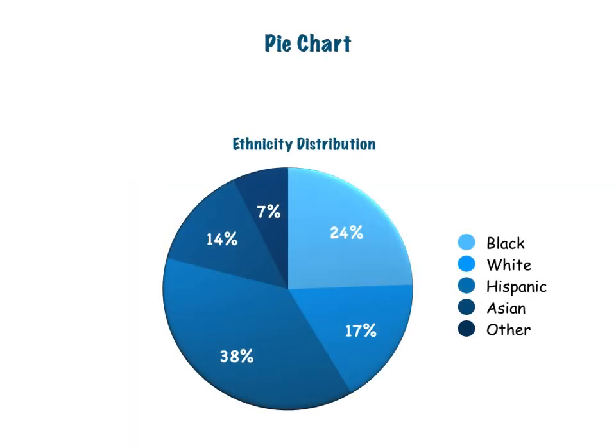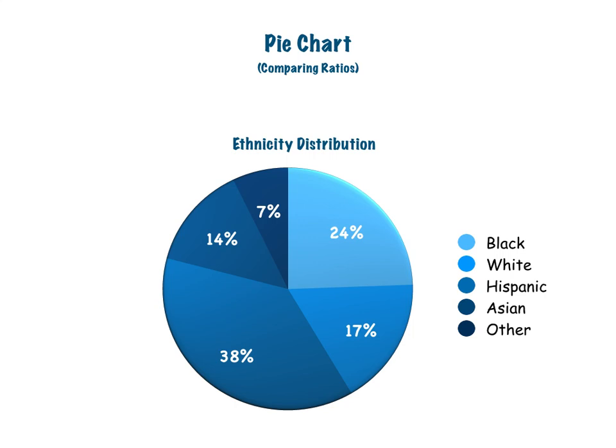Then there's the pie chart, which is useful for comparing ratios. With the pie chart, it's easy to see which independent variable had the majority, which independent variable had the minority, and everything else in between. In this example, we're comparing ethnicity distribution. From this pie chart, it's clear to see Hispanics form the majority and other ethnicities form the minority in this population.